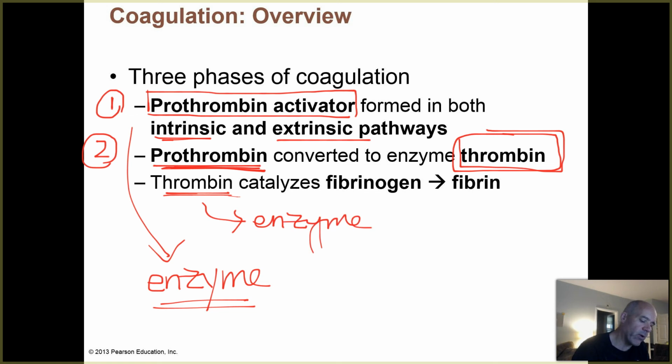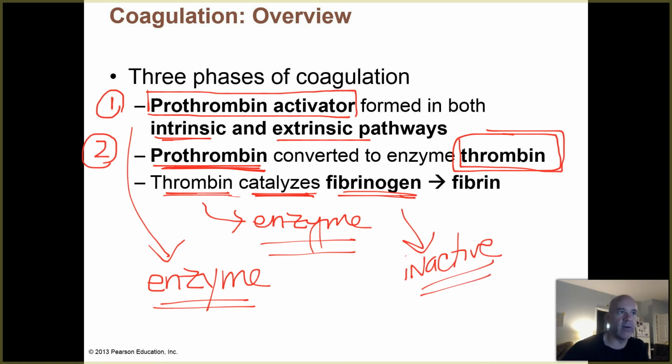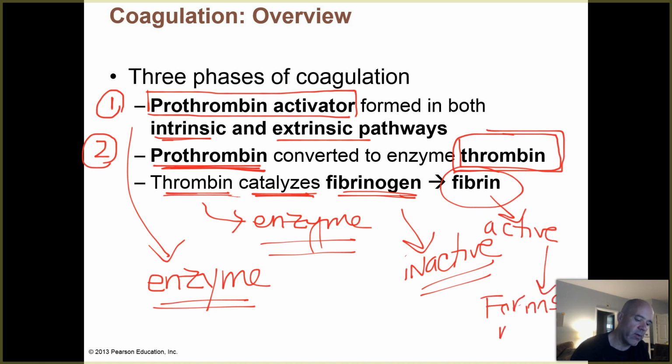You know, enzymes do chemical reactions. They build things, they break things down. Thrombin catalyzes. Enzymes catalyze chemical reactions. They speed them up. They make them more likely to happen. It converts fibrinogen, an inactive clotting factor, to fibrin. That's the active form that forms the mesh of a clot.